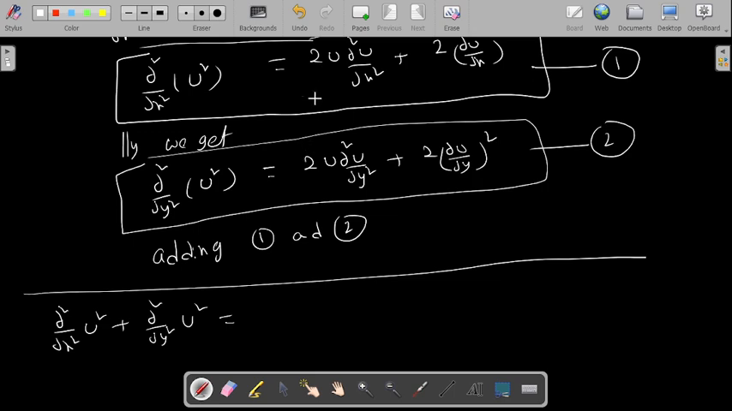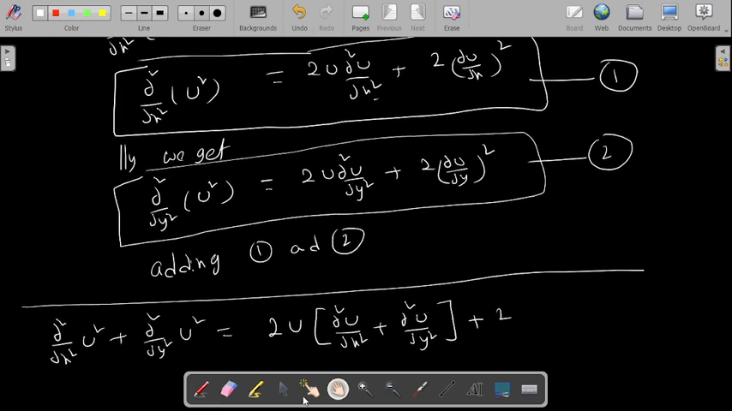Right side, 2 common, u common, so this will be ∂²u/∂x², this will be ∂²u/∂y². Next, 2 common, so this will be 2 common, (∂u/∂x)² and (∂u/∂y)².